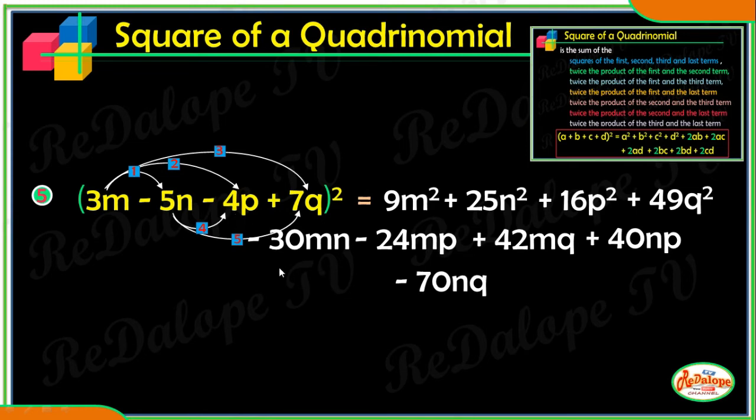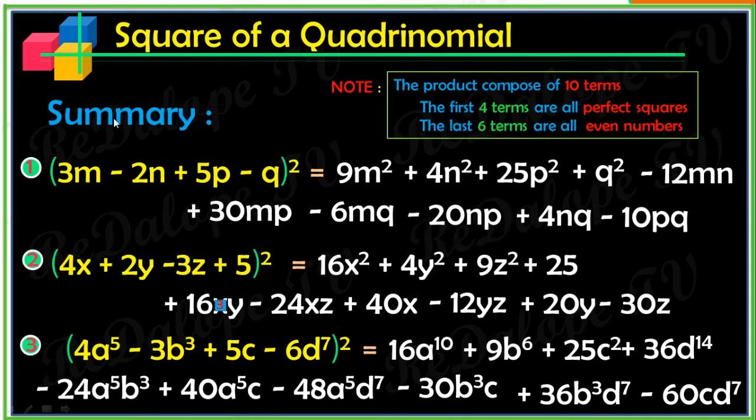And then we have the last term, negative 4p times 7q, so that is negative 28pq times 2, so that is negative 56pq. Now to summarize it all, as you notice, the product is composed of 10 terms: 1, 2, 3, 4, 5, 6, 7, 8, 9, 10. So it is composed of 10 terms.